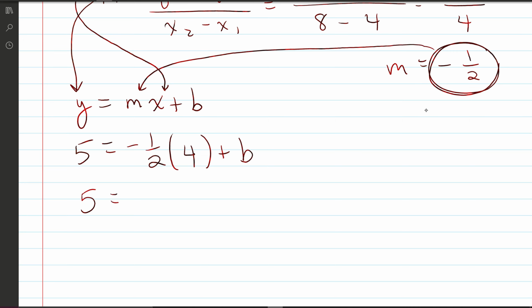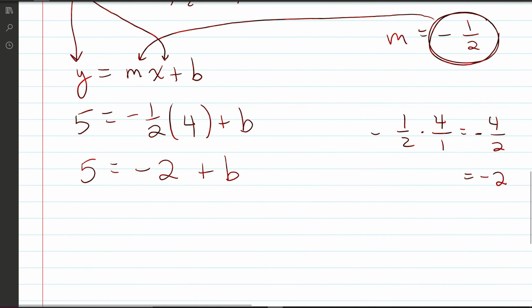I'll do this work on the side. Negative 1/2 times 4. 4 is like saying 4 over 1, right? And when we multiply fractions, we just multiply straight across. A negative fraction times a positive makes our answer negative. 1 times 4 is 4. 2 times 1 is 2. And 4 divided by 2 leaves us with 2. So negative 2 is the product of negative 1/2 times 4. So we have negative 2 plus b.